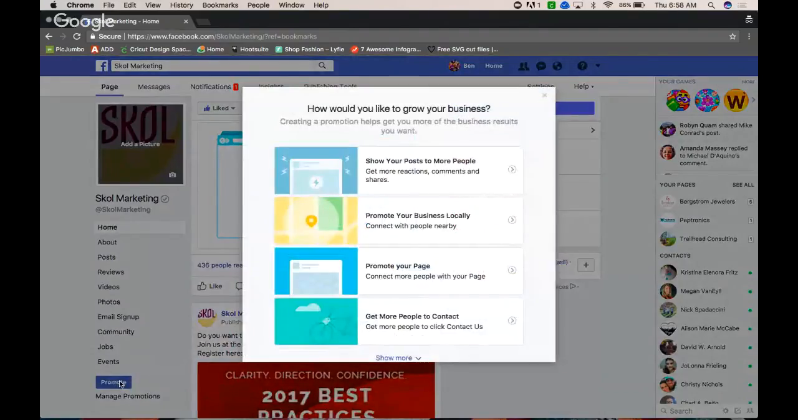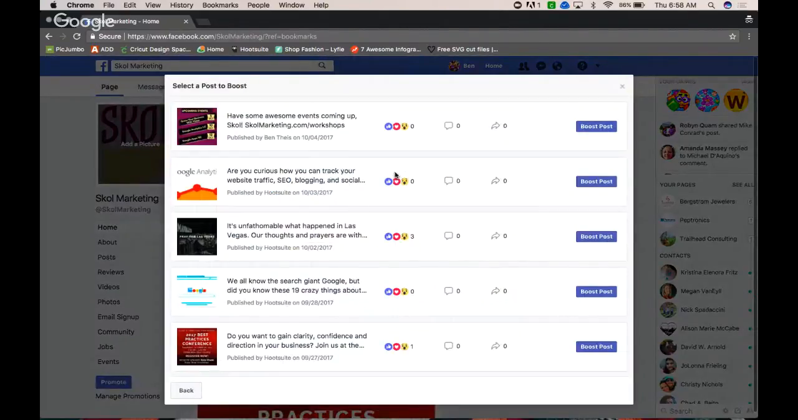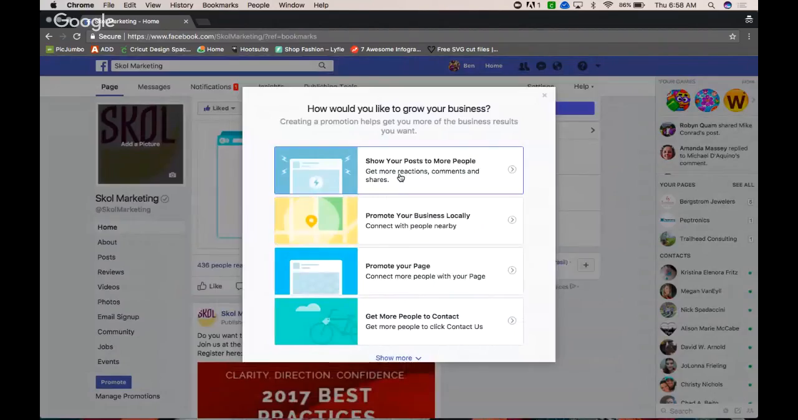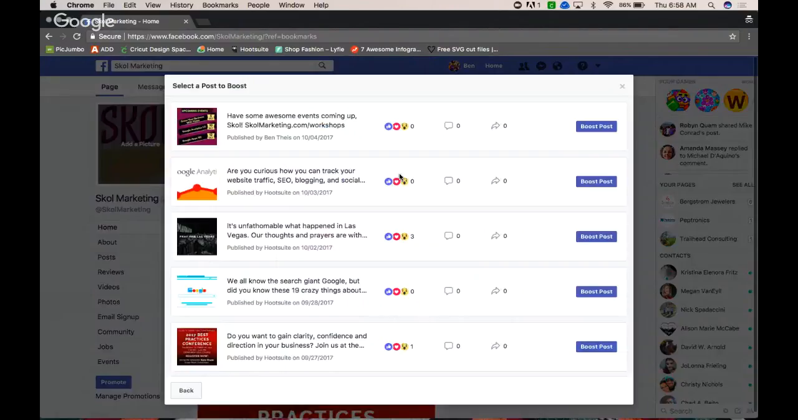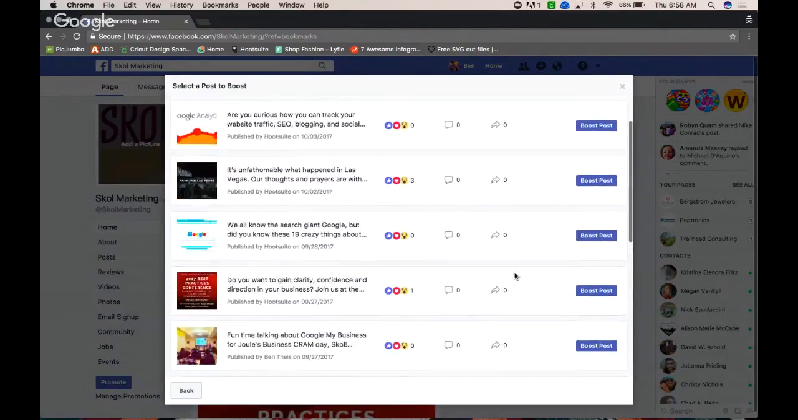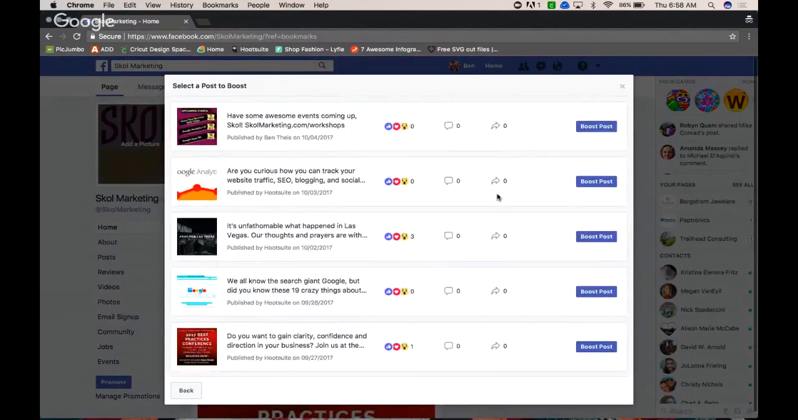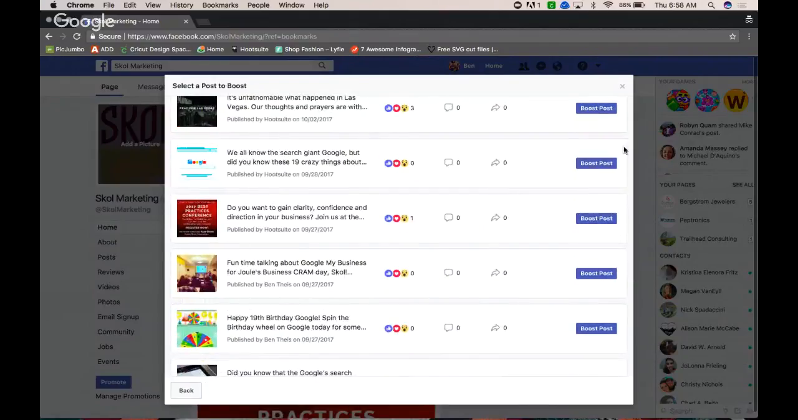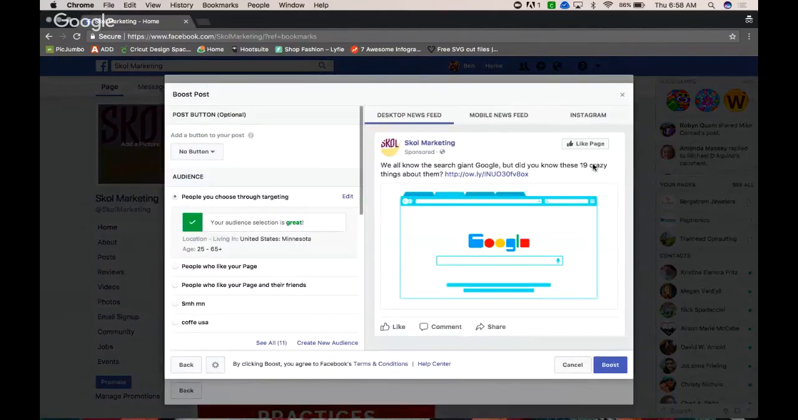But I want to show you one other thing. The other thing is that you can now just click on this little button that says show your post to more people. And now, instead of scrolling on your timeline, you can just see all of your posts right away. What this allows you to do is just pick one, and you're going to get the same screen that we just did. So whatever's easiest for you, you're going to be able to do.